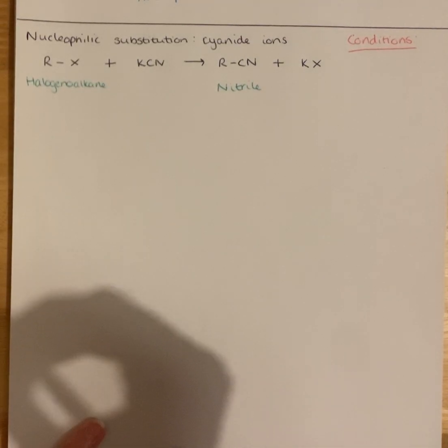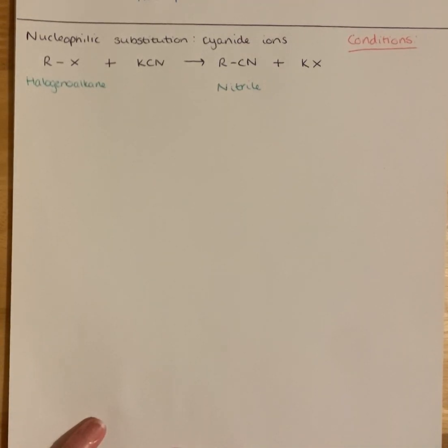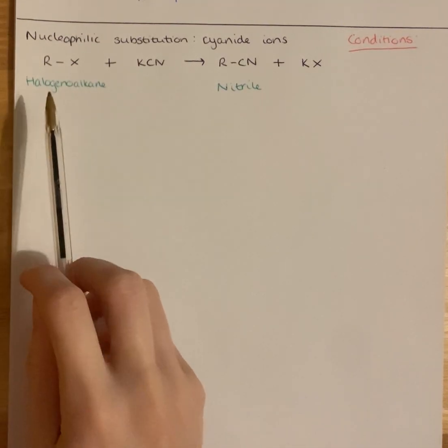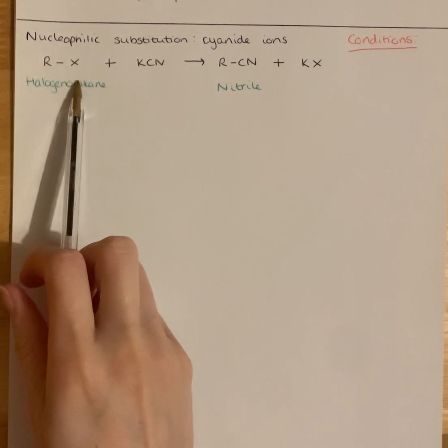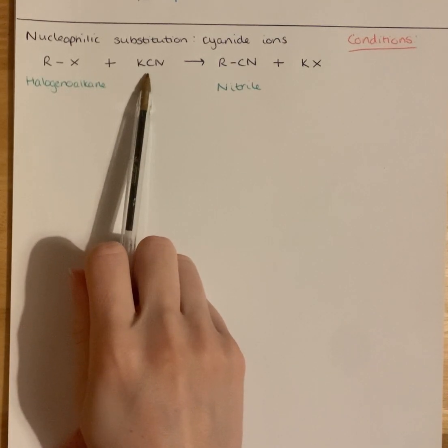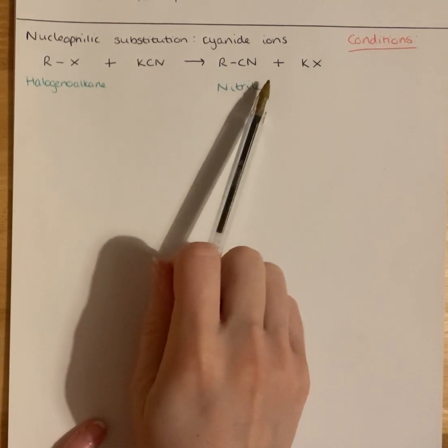So the next reaction mechanism I'm going to talk about is nucleophilic substitution using cyanide ions. So we're going to take again our halogenoalkane, our RX, and react that with some potassium cyanide, and that's going to give us something called a nitrile.